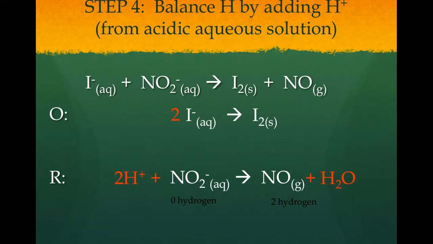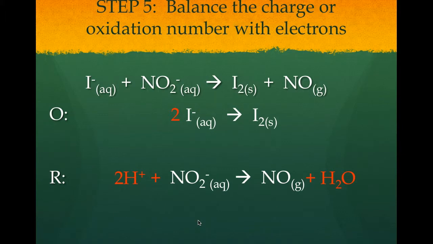So the next thing that we have to look at are the charges. So in step 5, we're going to balance the charge with electrons. So if we look at our oxidation half reaction, on the reactant side, we have a total of a 2- charge because we have 2 of these iodides. But we are neutral on our product side. Whisper to your neighbor which side we need to add electrons to and how many we need to add to have the same charge on both sides.